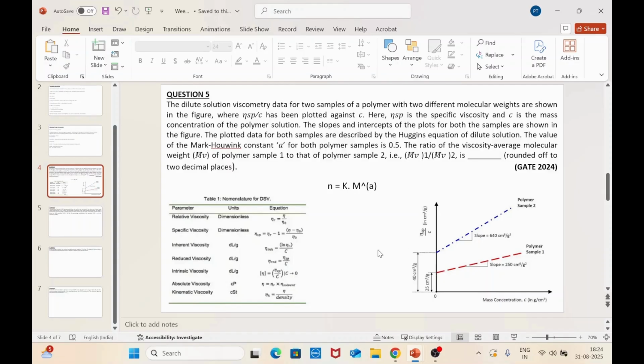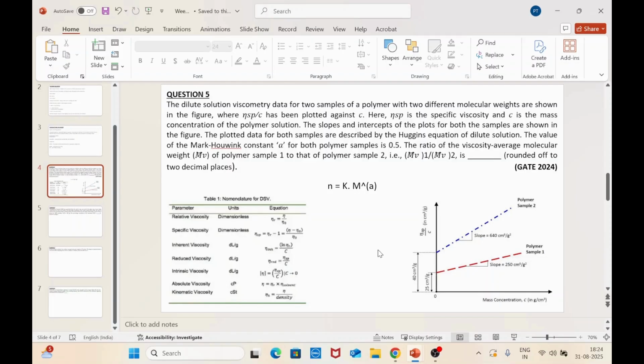So the question is whether, using this Mark-Houwink equation and by knowing the formula for the intrinsic viscosity as given in the table, we can calculate the viscosity average molecular weight of polymer sample 1 relative to that of polymer sample 2.